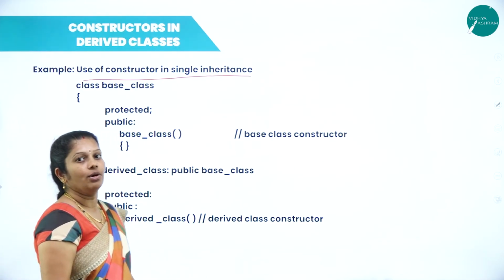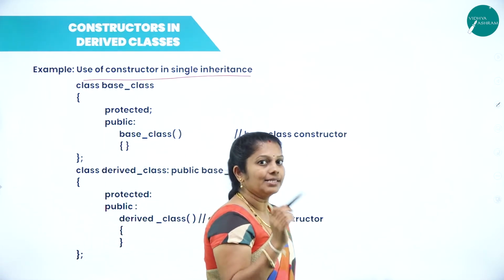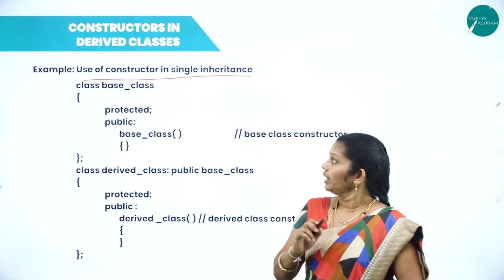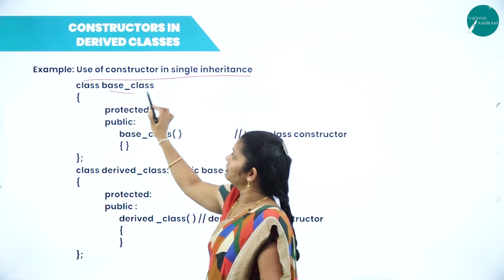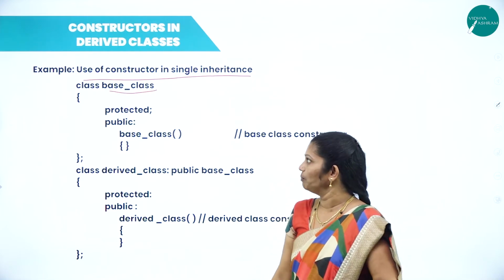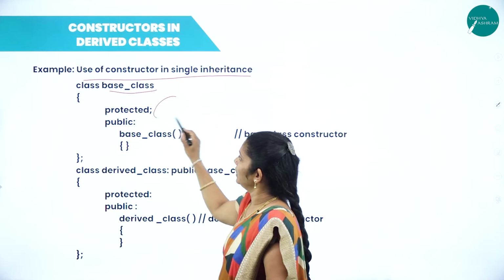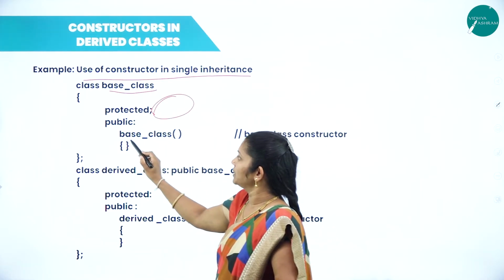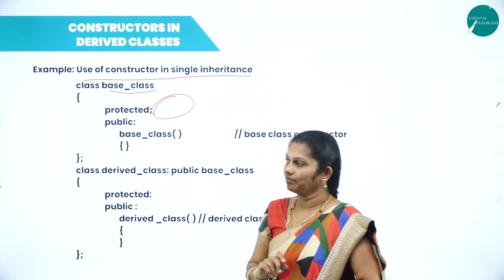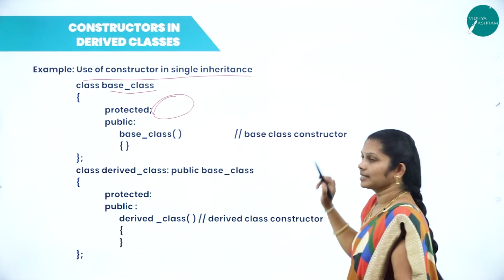Consider we have two classes: the base class and one more, the derived class. The base class name we have given is base class. First we are creating one base class. Under that, in protected, whatever data you want, you can declare here. Then in the public section, base class only we will write. Then it is a base class constructor.